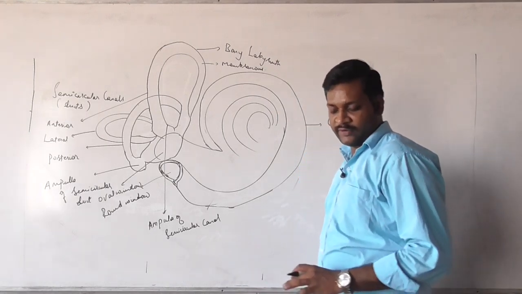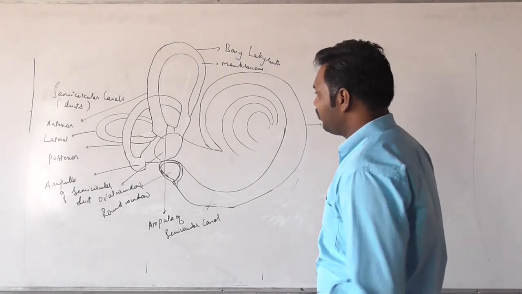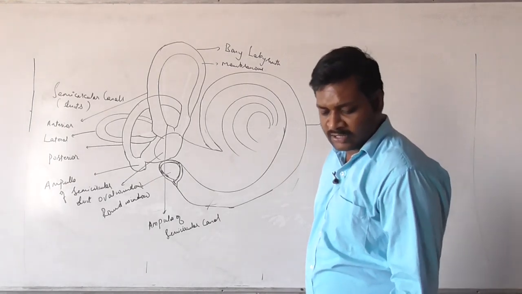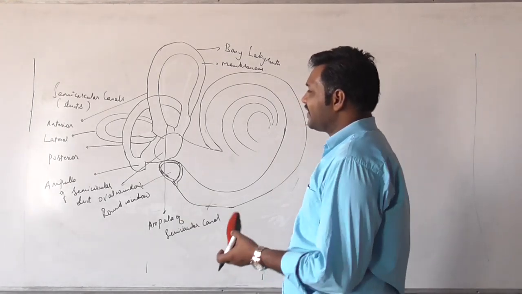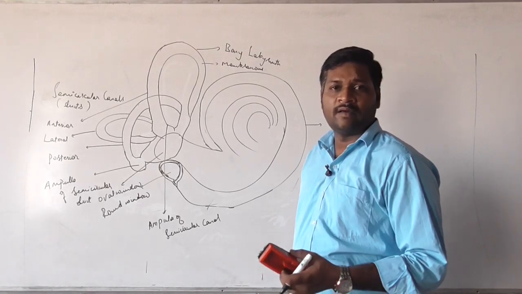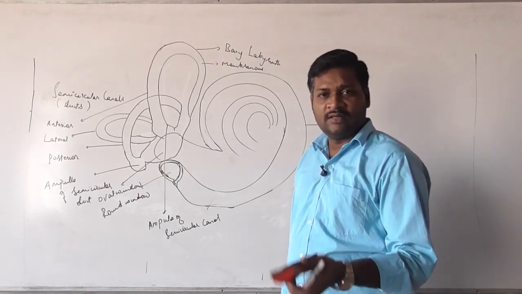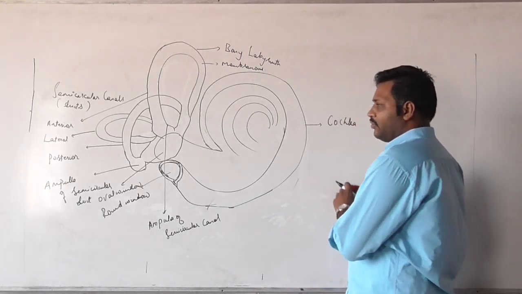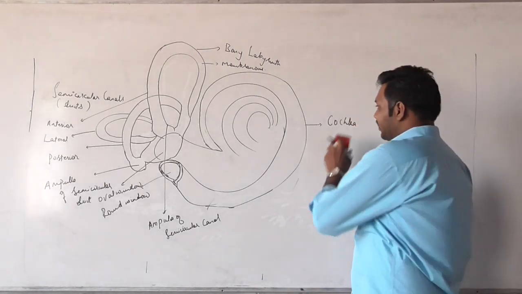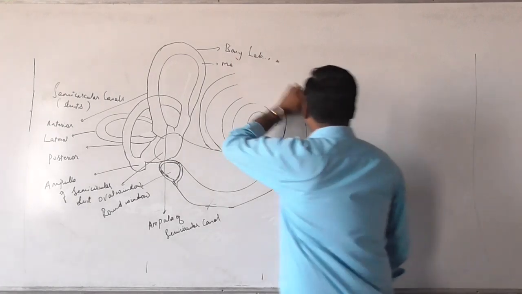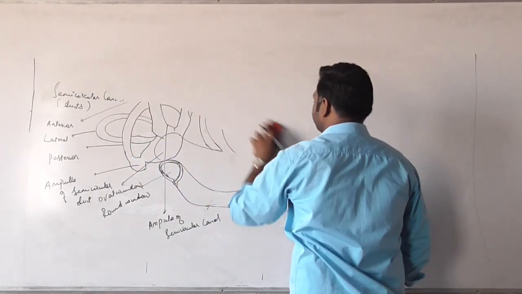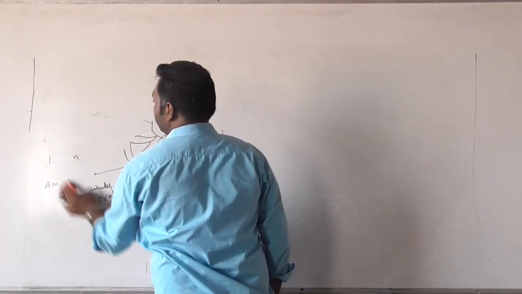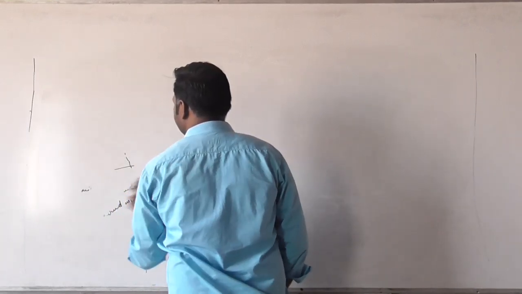You can pause the video and draw the diagram. Label it as the internal ear. So it is a sketch to understand the different locations, or the structures that we have studied from yesterday till now. We will pause the video and draw the diagram. Fine. Now we will move to the next points.